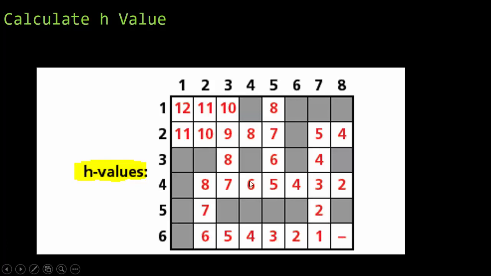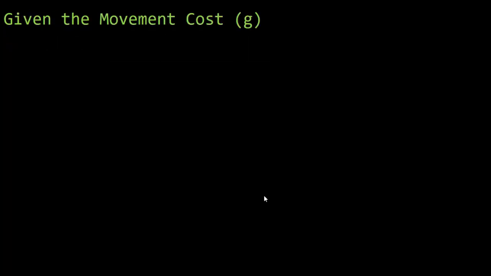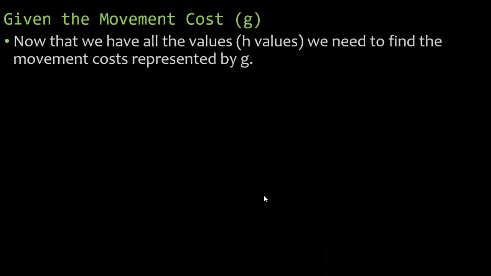Now this 6 that we're talking about here, notice that it does not loop around, and that's because we should always be moving towards our goal, so make sure you keep that in mind. But after we count all of the H values up, we get this. Now we need to talk about the movement cost.